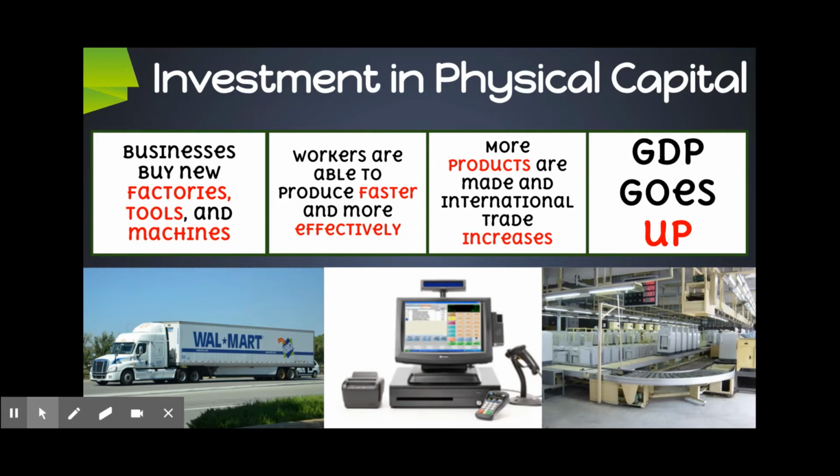So if you have more vehicles to get your products out, if you have better cash registers to sell more goods, if you have a better oven to make more baked goods, you can make more of what you're making, and then you can sell more of it, which makes GDP go up, or you make more money.